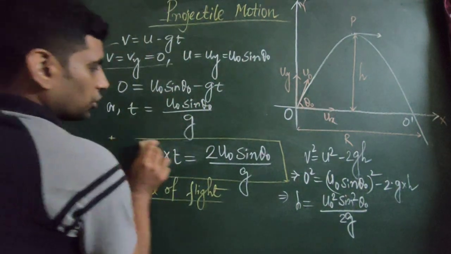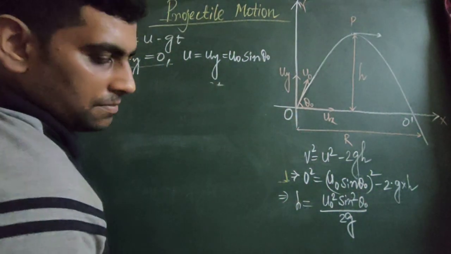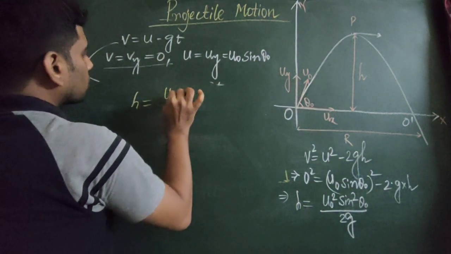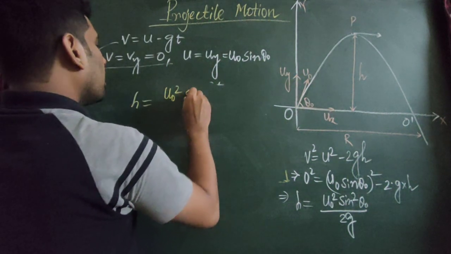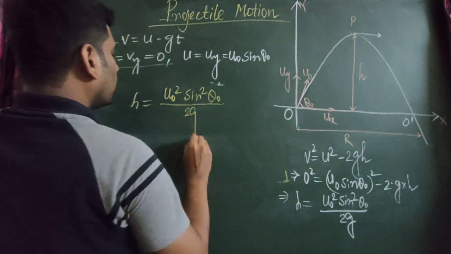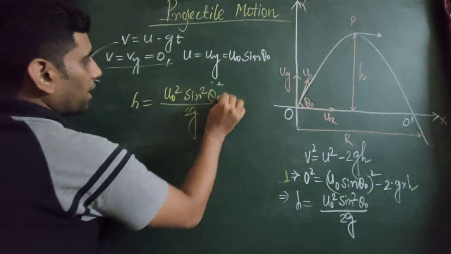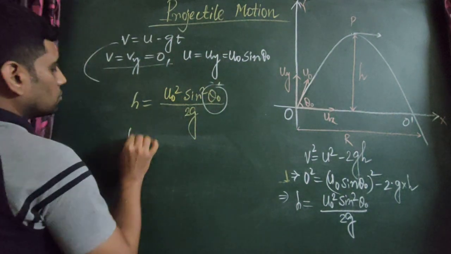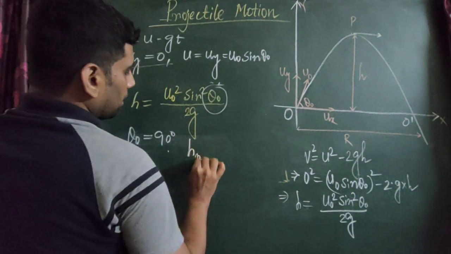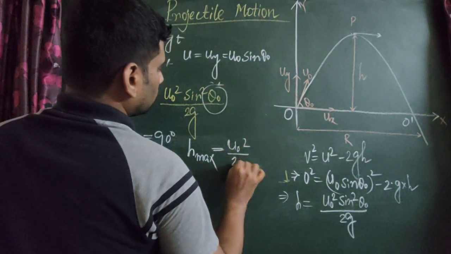Now from that expression, notice one thing: the value of h equals u0 square sine square theta 0 by 2g will be maximum when theta 0 is 90 degrees. So if theta 0 becomes 90 degrees, the maximum height reached is u0 square by 2g.